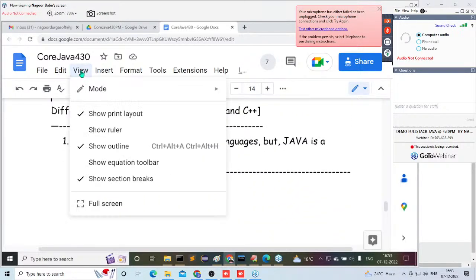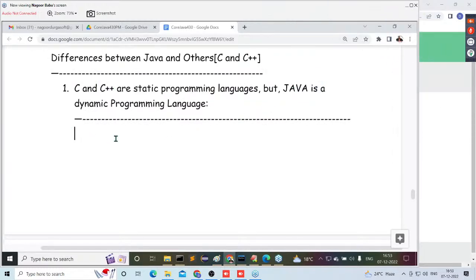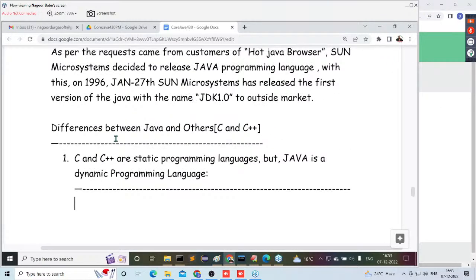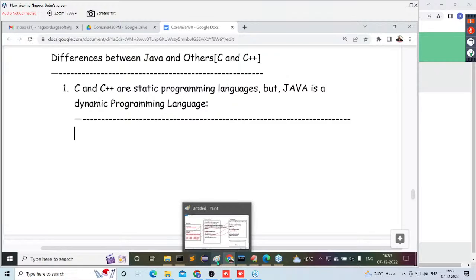Okay, fine. Now here we have to understand how C and C++ are static programming languages and why Java is a dynamic programming language. Here we have to understand this point clearly. So before we come to this point, I want to explain one more point. Now try to understand it. I'll give one simple diagrammatic representation.